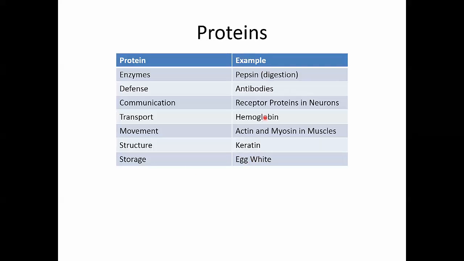So lots of functions. So I would advise that you write these down, especially the jobs of the proteins. You are not as responsible for examples, except for real obvious ones like muscle and hemoglobin.